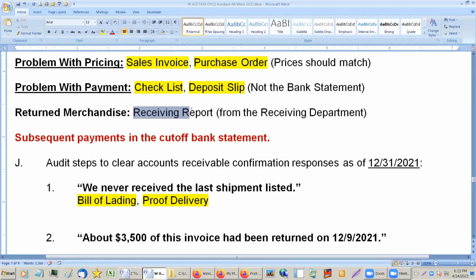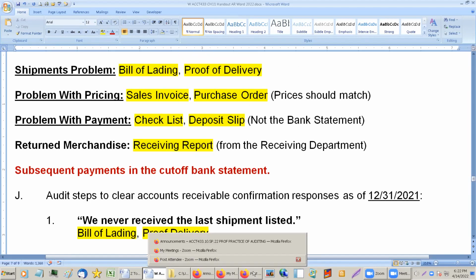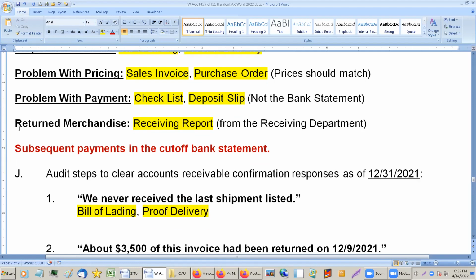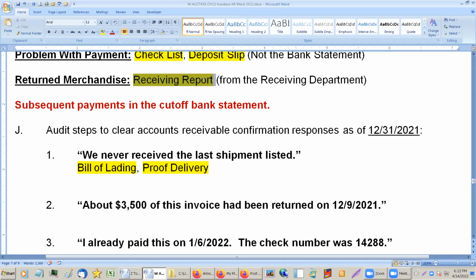The receiving report from the receiving department, there should be some kind of a receipt for anything that was returned. And basically, everything that comes in the receiving department needs to have a receiving report made with it. So this one would be a receiving report. You're going to look for the receiving report.